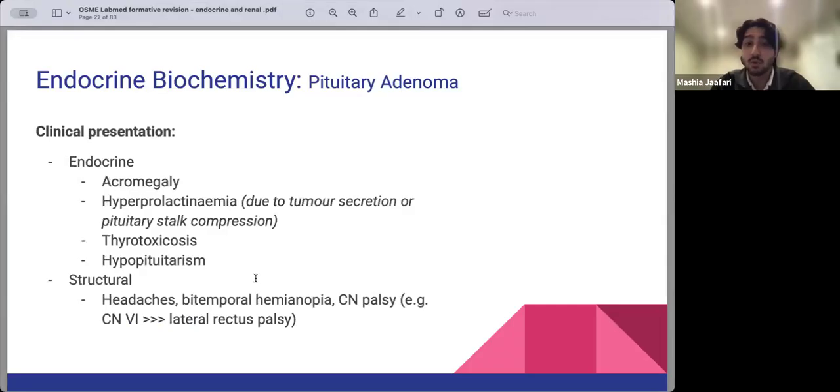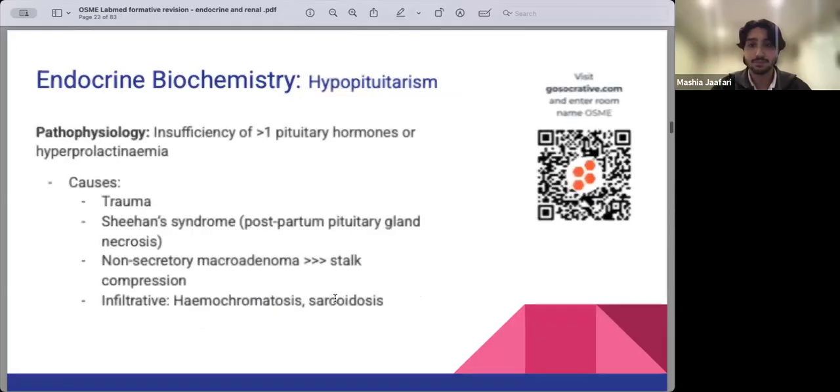And the presentation will depend on what they're secreting, so growth hormone or prolactin, rarely thyroid hormone, and sometimes what can happen is that you can get pituitary stalk compression. So the adenoma compresses the pituitary stalk, and in this case, everything is going to be low, typically except your prolactin, because it means that there's less dopamine getting to the prolactin secreting cells, so your prolactin tends to go up. And you get this kind of bitemporal hemianopia where you lose your outer visual field.